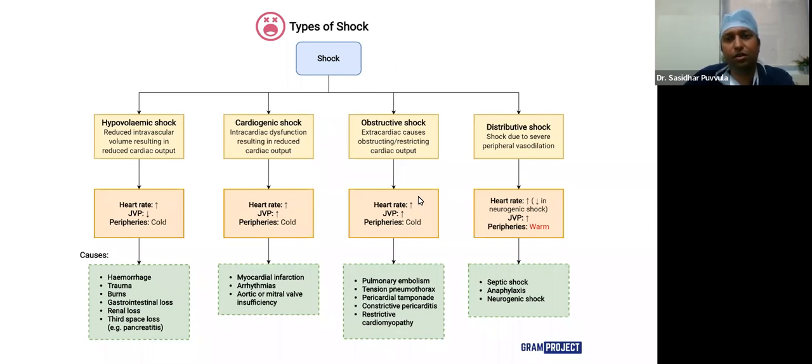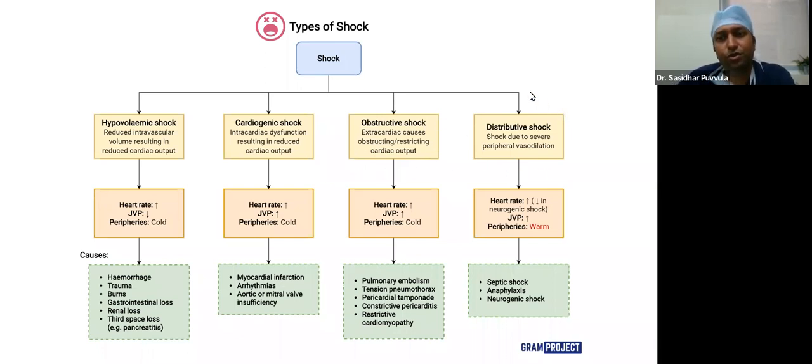Coming to obstructive shock, here the cardiac contractility is okay, but the ability of the heart to expand or relax is impeded by external obstruction. Like the patient may have pneumothorax, pericardial tamponade, or constrictive pericarditis, where the expansion of the heart itself is hindered. When the heart is not able to relax, it cannot receive the venous return, and so it can't pump the blood forward into the aorta. This results in shock, and this type of shock is called obstructive shock.